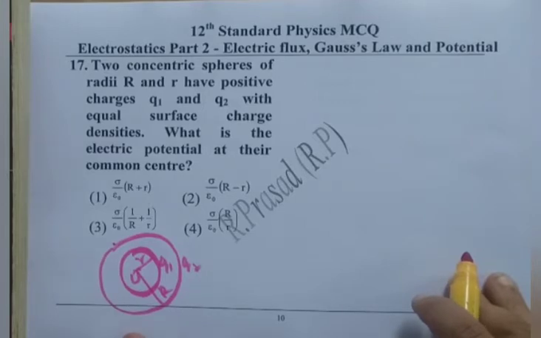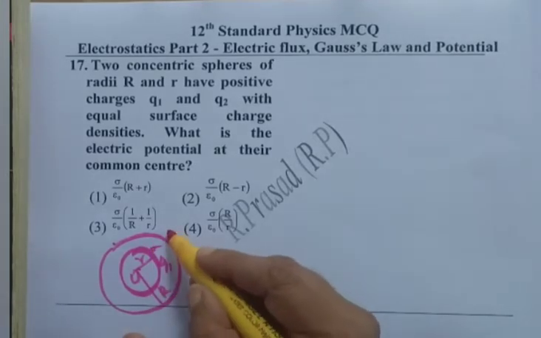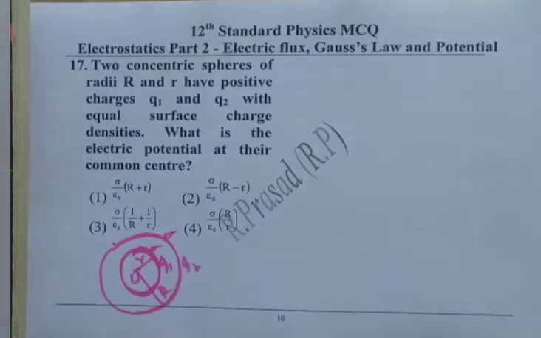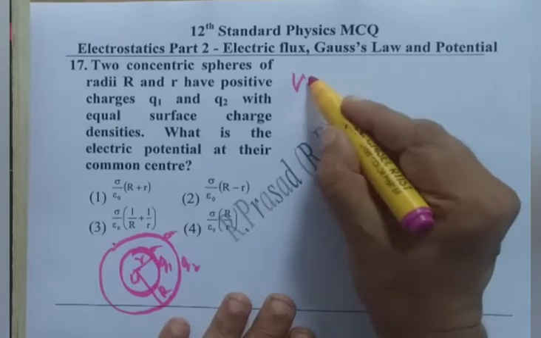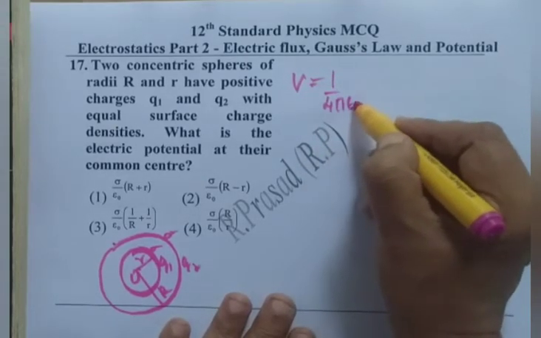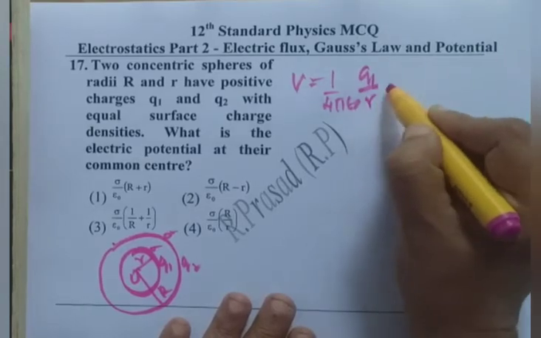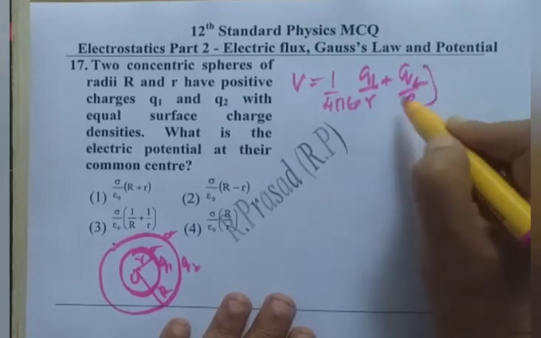So they have equal surface charge densities, meaning sigma is the same on both. We are asked to calculate the net potential at the center. We know potential inside a sphere is always constant. Therefore, and potential is a scalar, we have to add them algebraically. Here both the charges are Q1 and Q2, and we have to add the potentials due to the Q1 and Q2 spheres at the center. Therefore, net potential V equals K or 1 by 4 pi epsilon naught times Q1 by r plus Q2 by R.